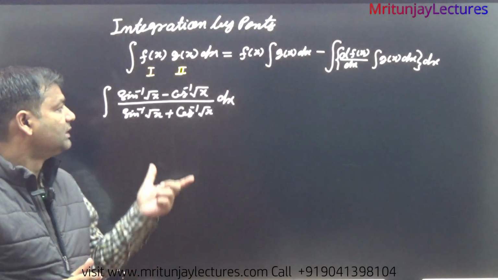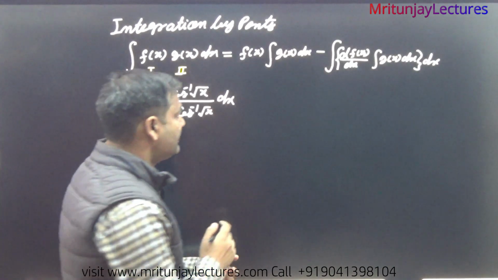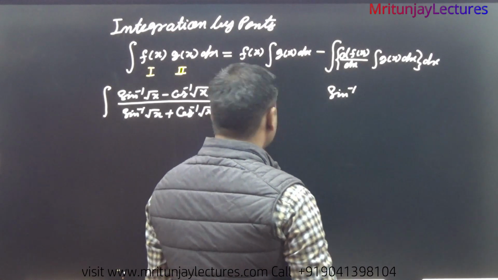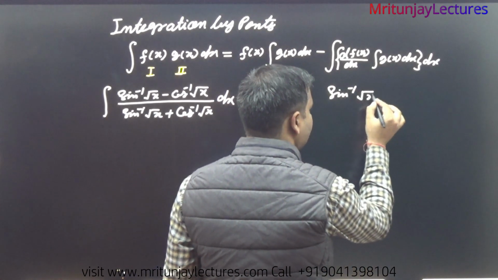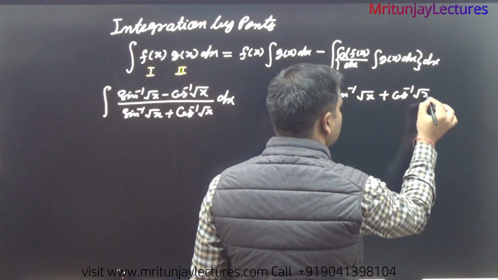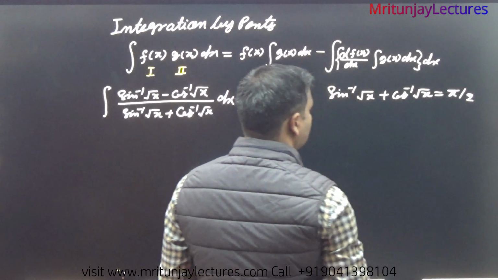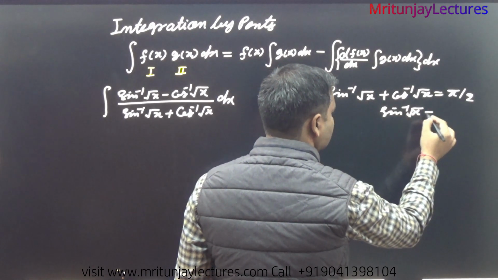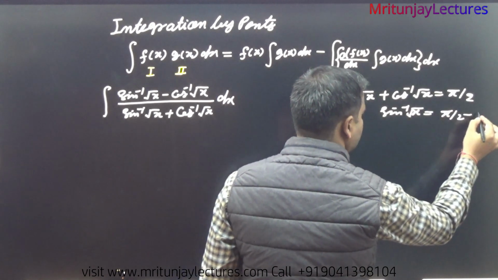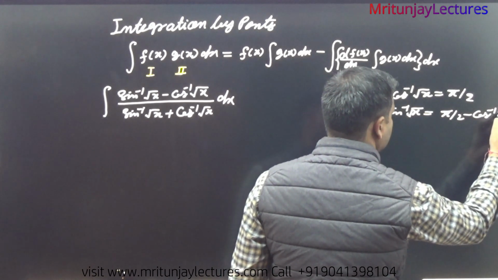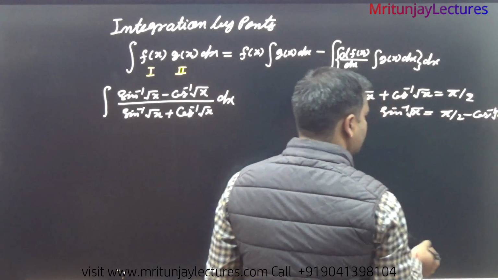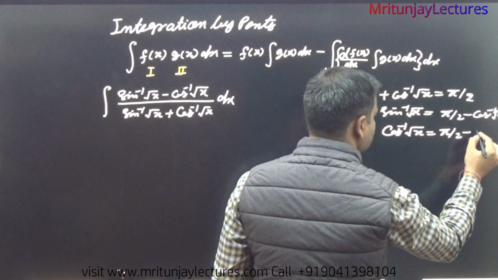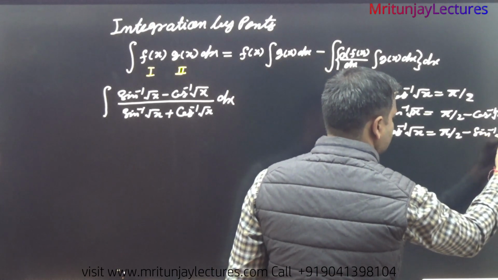Now, how can we do this type of problem? First of all, I know that sin inverse x plus cos inverse x is pi by 2. So you can say that this is also pi by 2. So what about sin inverse root x? Sin inverse root x will be equal to pi by 2 minus cos inverse root x. Otherwise, as per the requirement, write pi by 2 minus sin inverse root x.